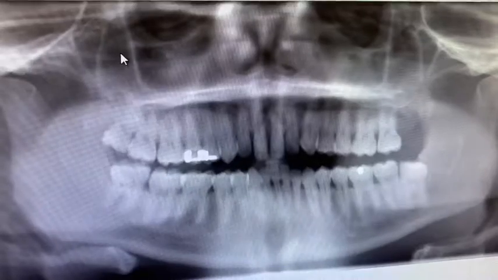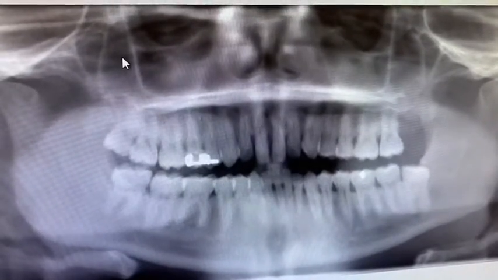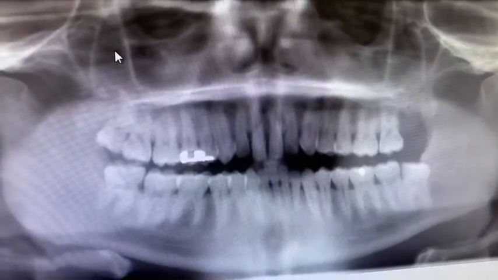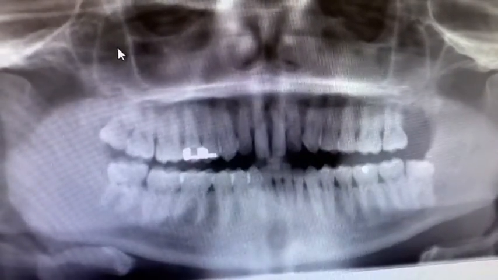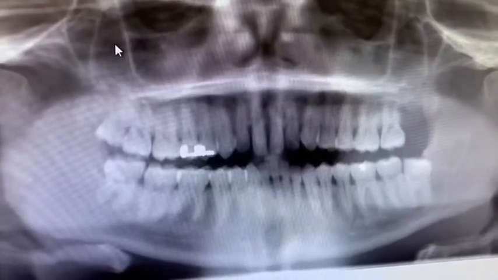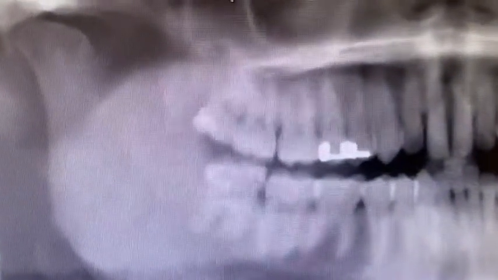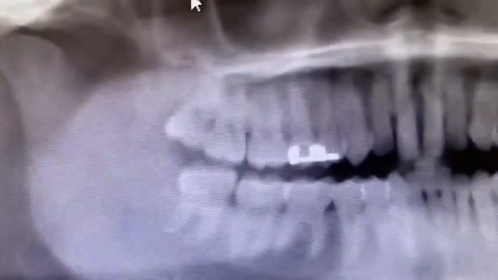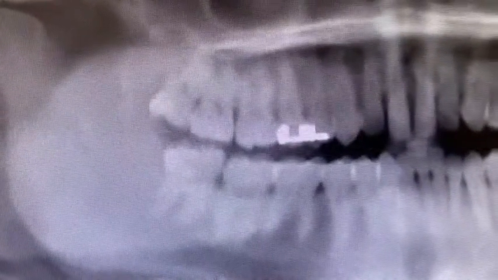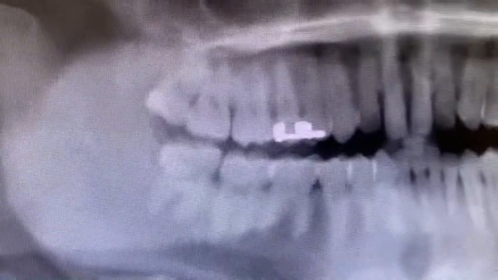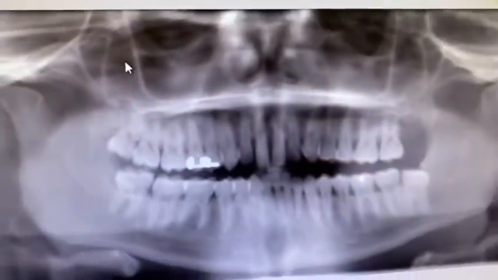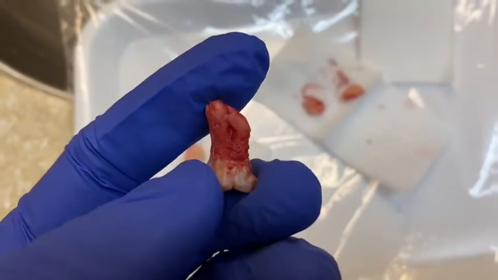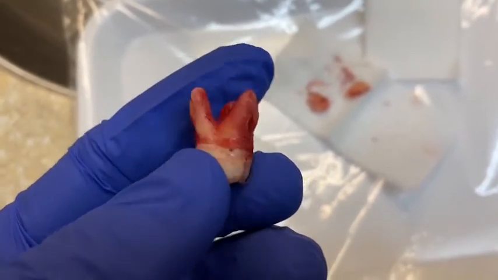Evaluate the root, whether the root is fully developed or halfway developed. If it's fully developed, you might have a hard time removing it. Now, evaluating the root using a panoramic x-ray sometimes cannot be completely easy because it's only two dimensions. So ideally, a CT scan will help you to determine whether the tooth has 2 or 3 roots. In this particular one, there are 3 roots for tooth number 1. When I took this out, 3 roots, guys.